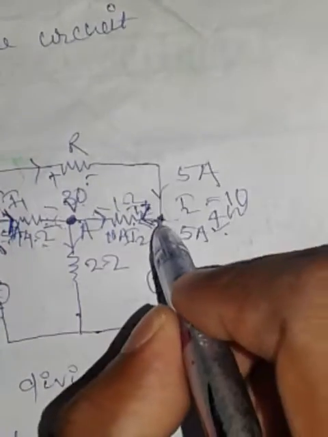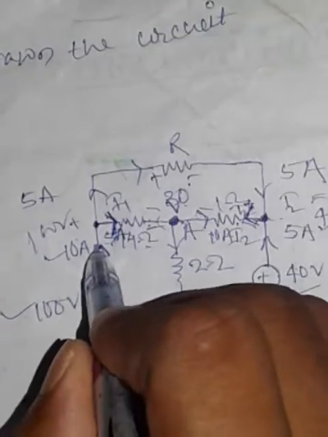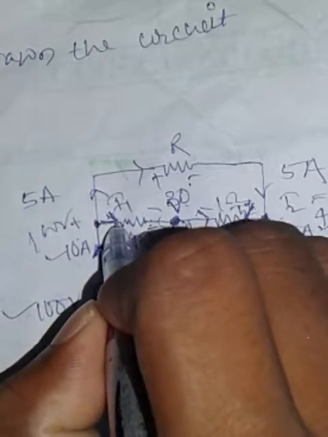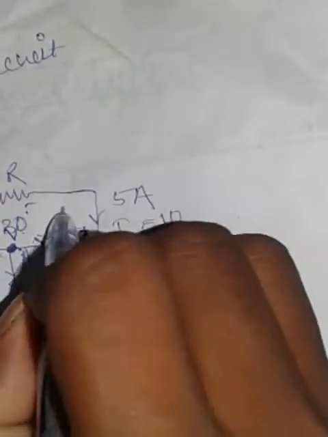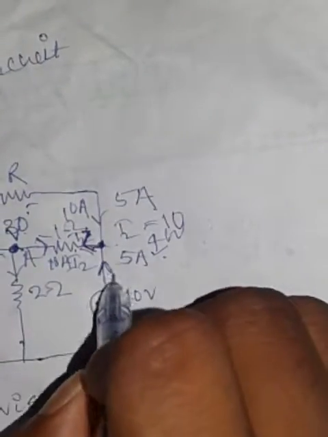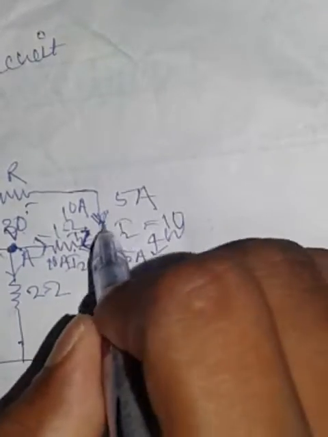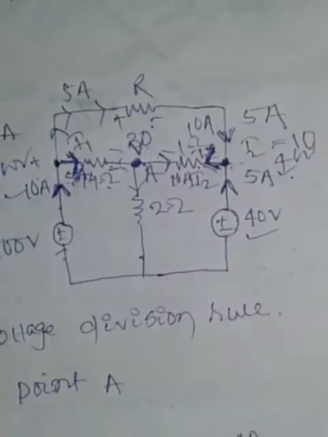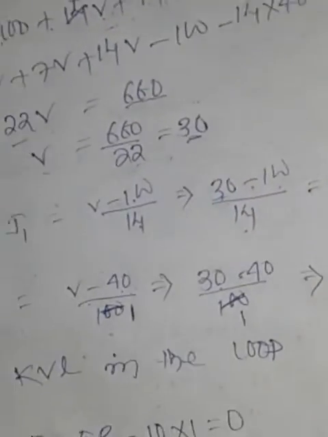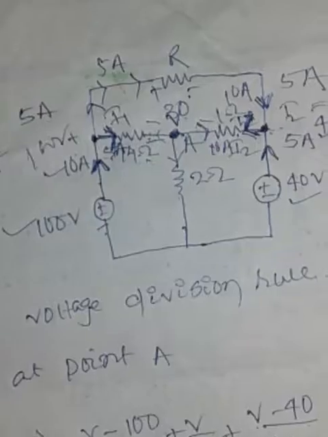Listen, see here. First see here, at this point 10 ampere is going here and 5 ampere will be coming here, sorry, in this way. So 10 minus 5, so this current will be 5 ampere. And see, in this way 10 ampere is going and this is 5 ampere. So this is the 5 ampere. So total will be 10 ampere. So we have got all the individual branch currents.